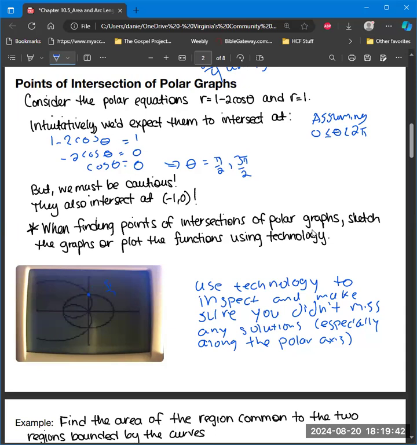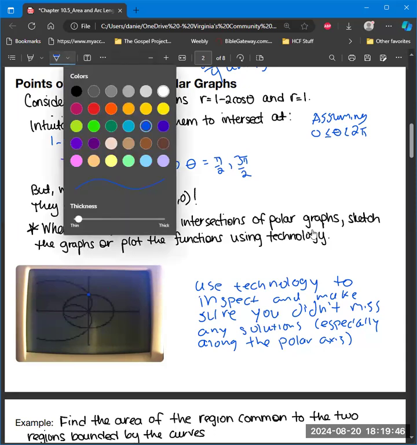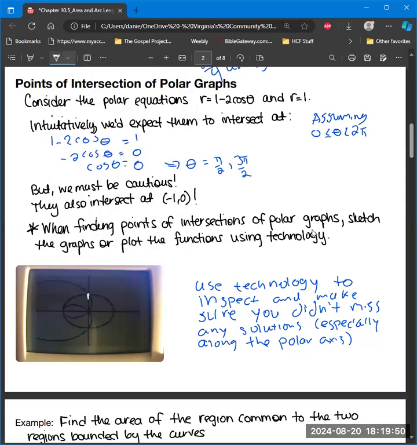Let me see if I can change the color to make that brighter for you. Let's make that white. Theta equals pi over 2. And here, we're going the correct direction. If theta is equal to 3 pi over 2, we're going in that direction. r is going to be positive in both cases.